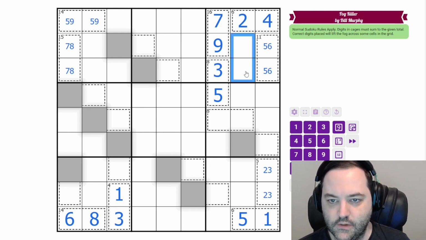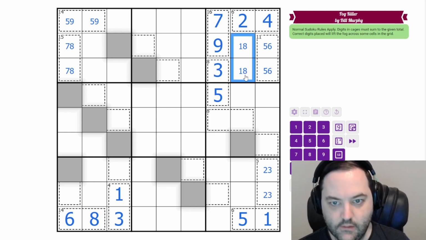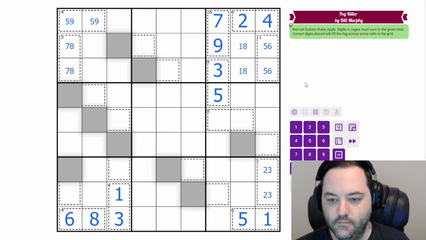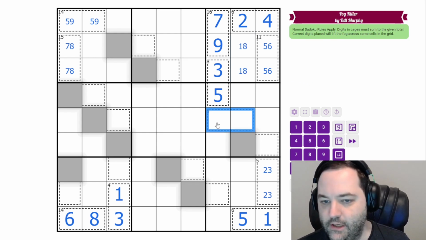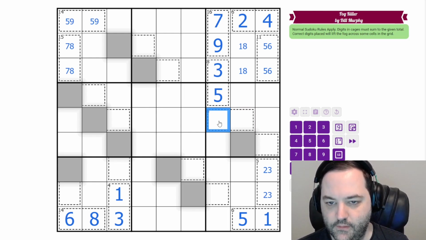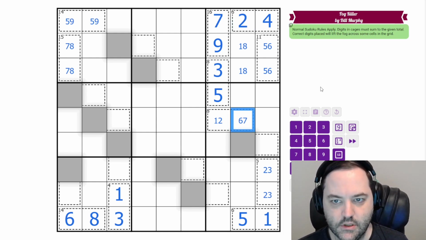The remaining digits here are 1 and 8. So I will go ahead and mark those. We have another 8 here. It can't be 3-5 because this cell sees both 3 and 5. So we could have 1-7 like that, or we could have 6-2 like that because of the 2. So low digit here, high digit here.